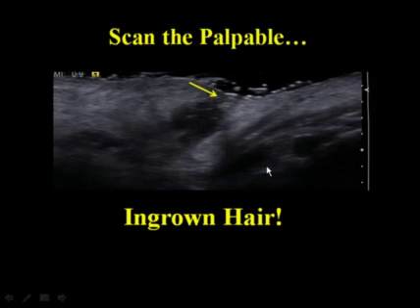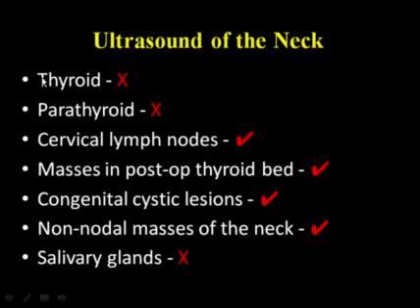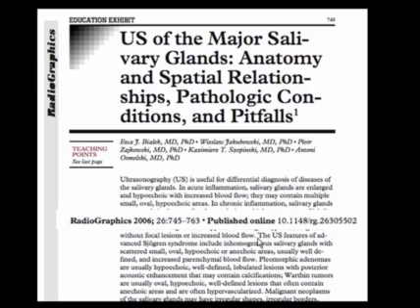So in summary, we have talked about cervical lymph nodes, both normal and abnormal, in particular the abnormal appearance in the patients with papillary and medullary thyroid cancer. We've discussed masses in the post-operative bed in the same patient population. We've also briefly discussed some congenital cystic lesions that you may see when you're scanning the thyroid patients, and also briefly discussed some of the limitations of imaging the non-nodal masses of the neck.